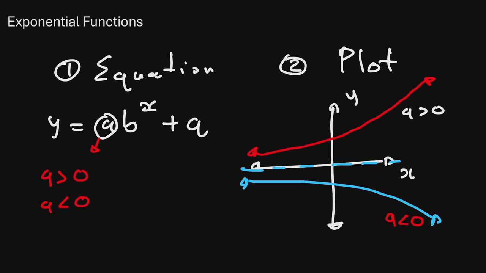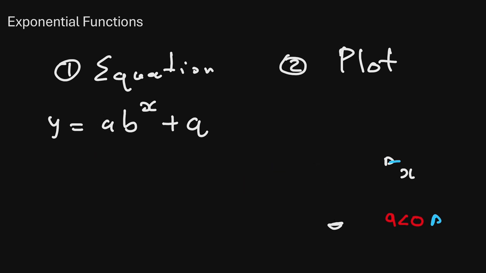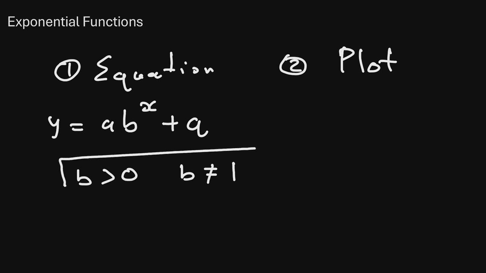But what does the value of b represent? The value of b is actually restricted. It is always greater than 0, which means you can never have a b that is negative. A negative value just indicates the value of a. So b will always be positive, but also, b can never be equal to 1. These are the two restrictions on the value of b.